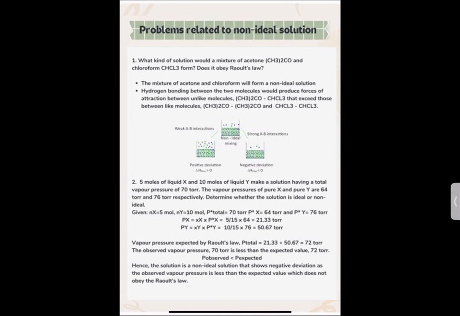The second question is a calculation-based question. So the first thing that we need to do is list out all the information given, and then we can just plug the values into our formula, and we will get the vapor pressure of X is 21.33 torr, while the vapor pressure for Y is 50.67. Then we sum up both values, and we will get P total, which is the total vapor pressure, of 72 torr. Then we can see that the observed vapor pressure, which is 70, given from the question, is less than the expected value, which is 72. Thus, the solution shows that it does not obey Raoult's law and it shows negative deviation.